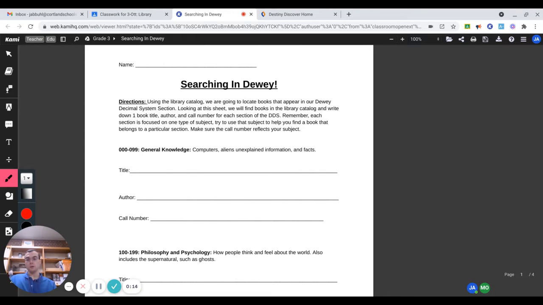Today we're going to be talking about finding books from the Dewey Decimal System in our own library catalog. Last week we talked about the 10 sections of the Dewey Decimal System and what sort of subjects would belong to each of them.